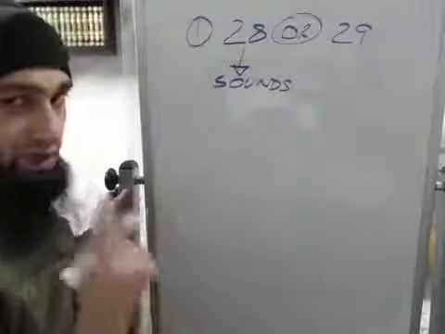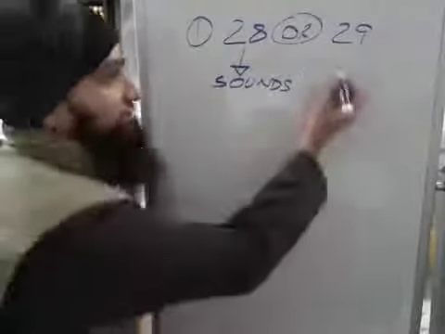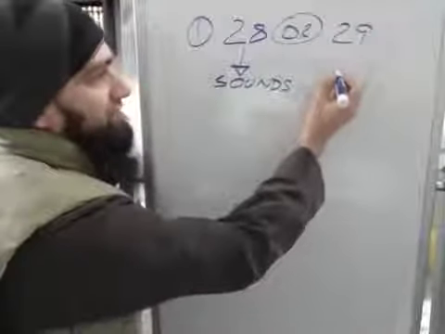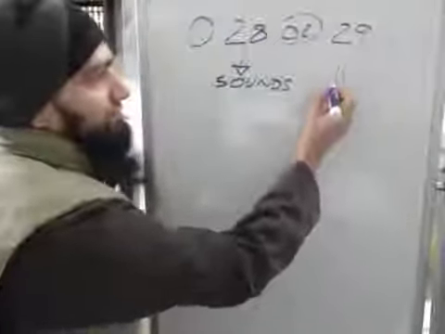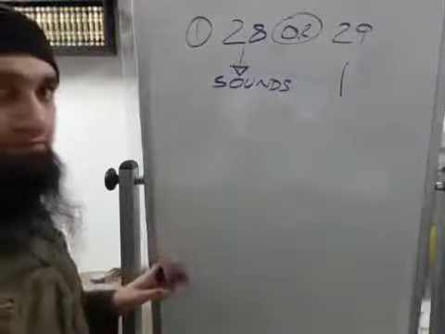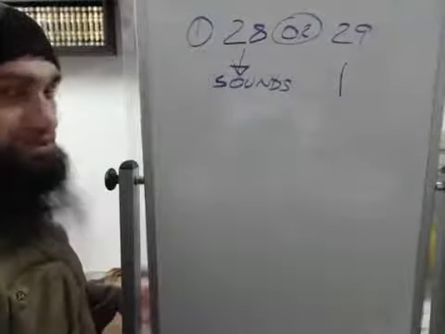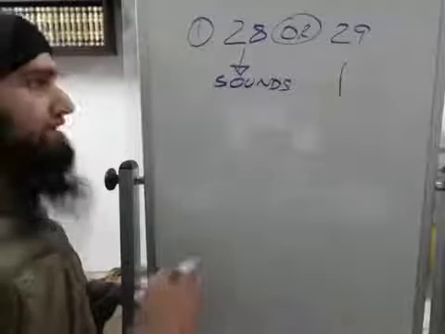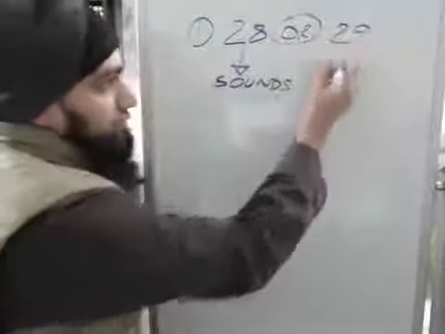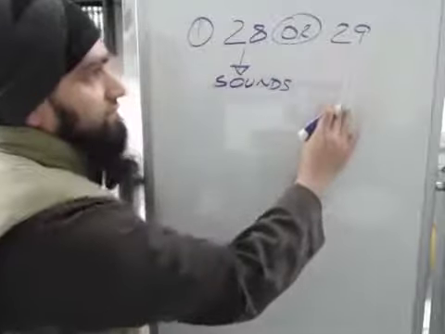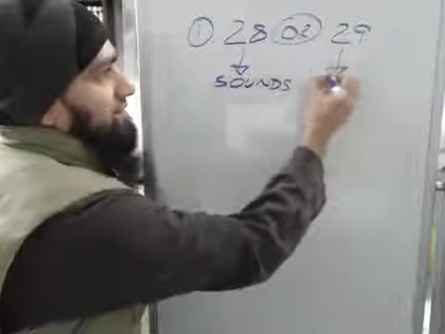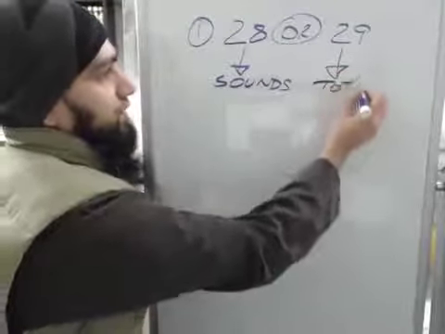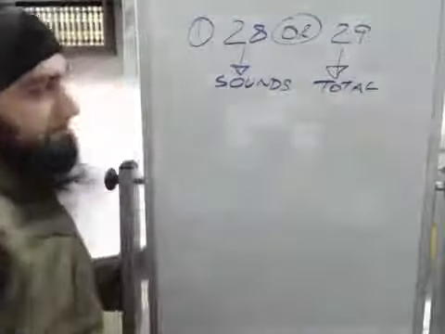And by the way, the one letter that does not have a sound is the first letter in the Arabic language, which is alif. Alif, which looks like that. Okay, so this is the first thing you need to understand. There are 28 letters that have sounds, but in total, 29.